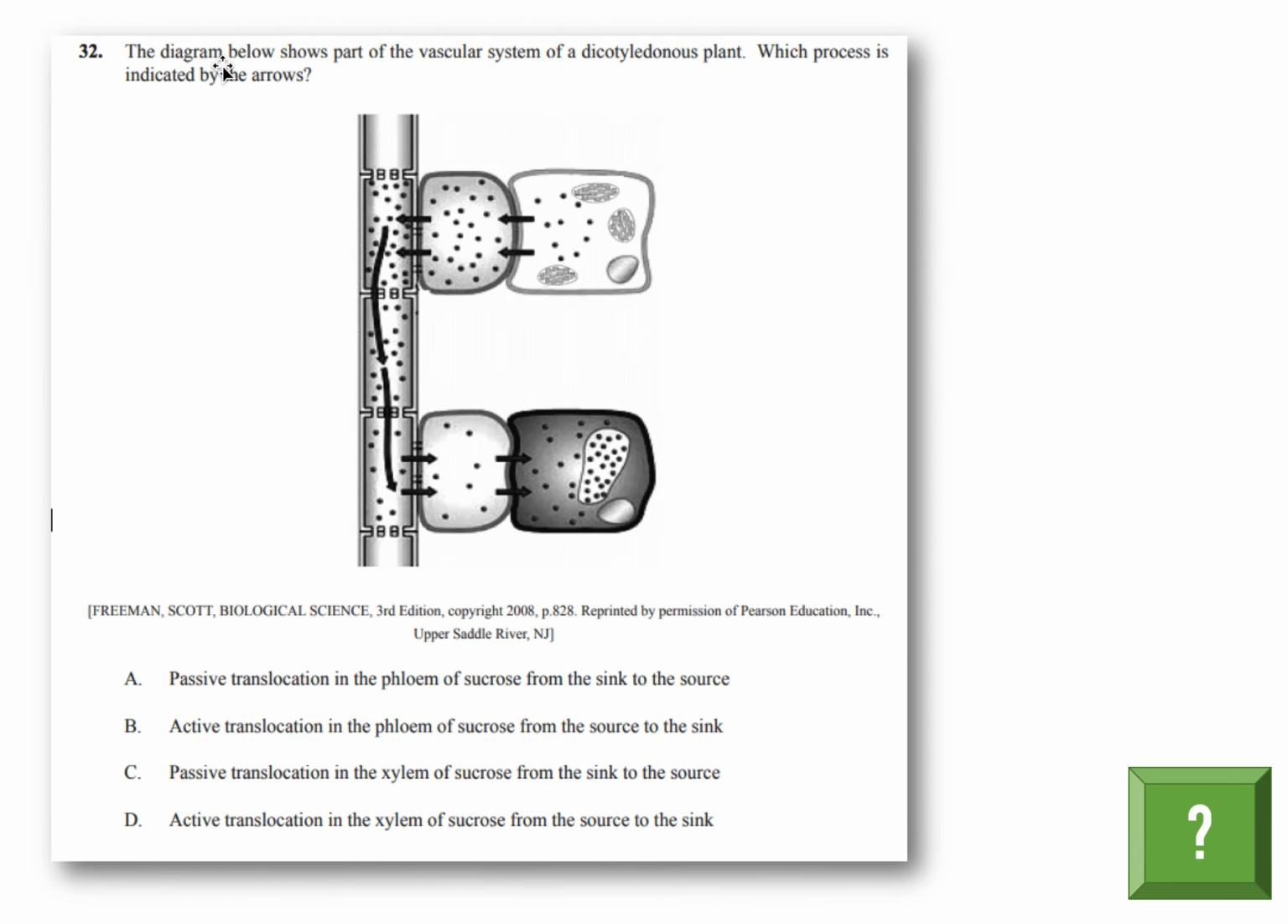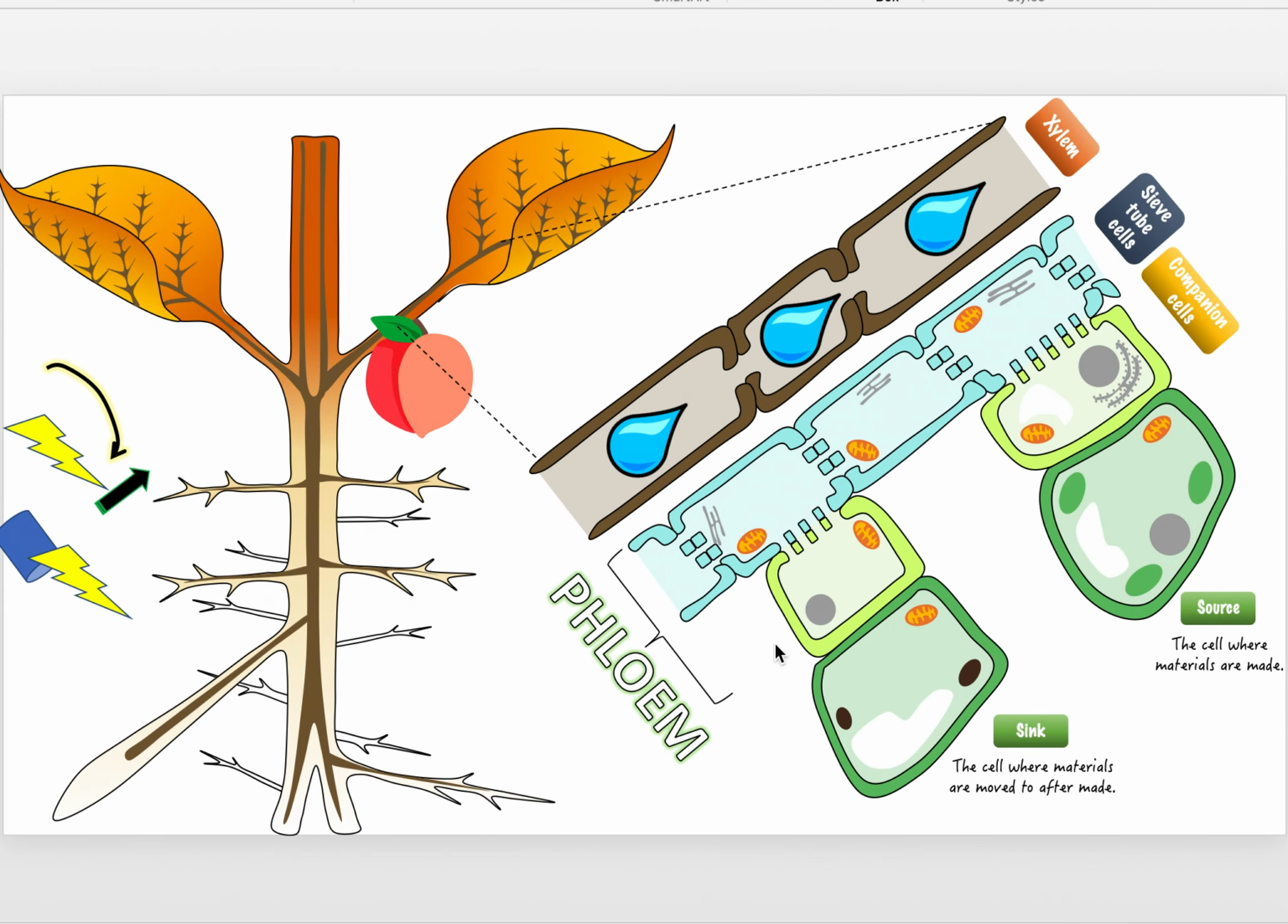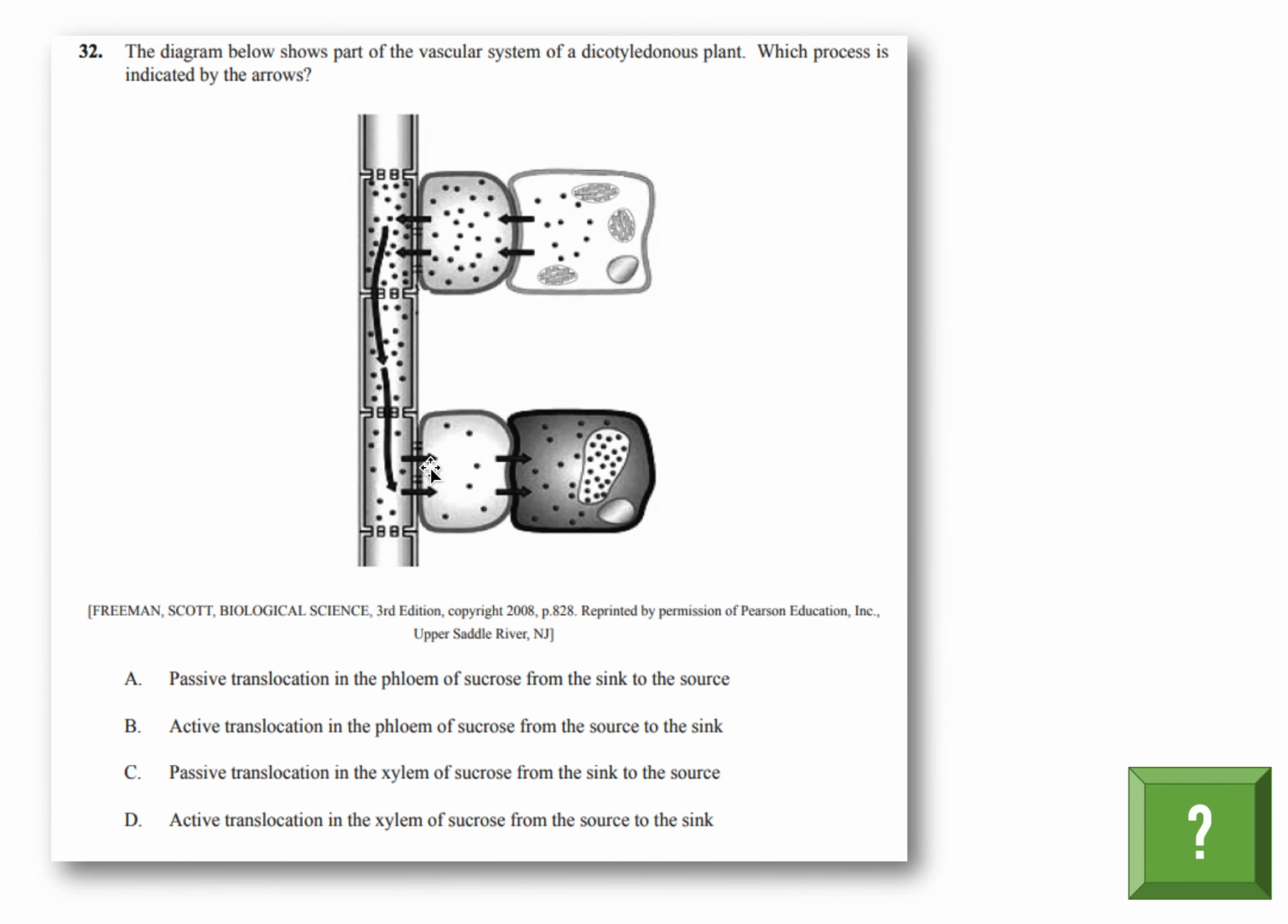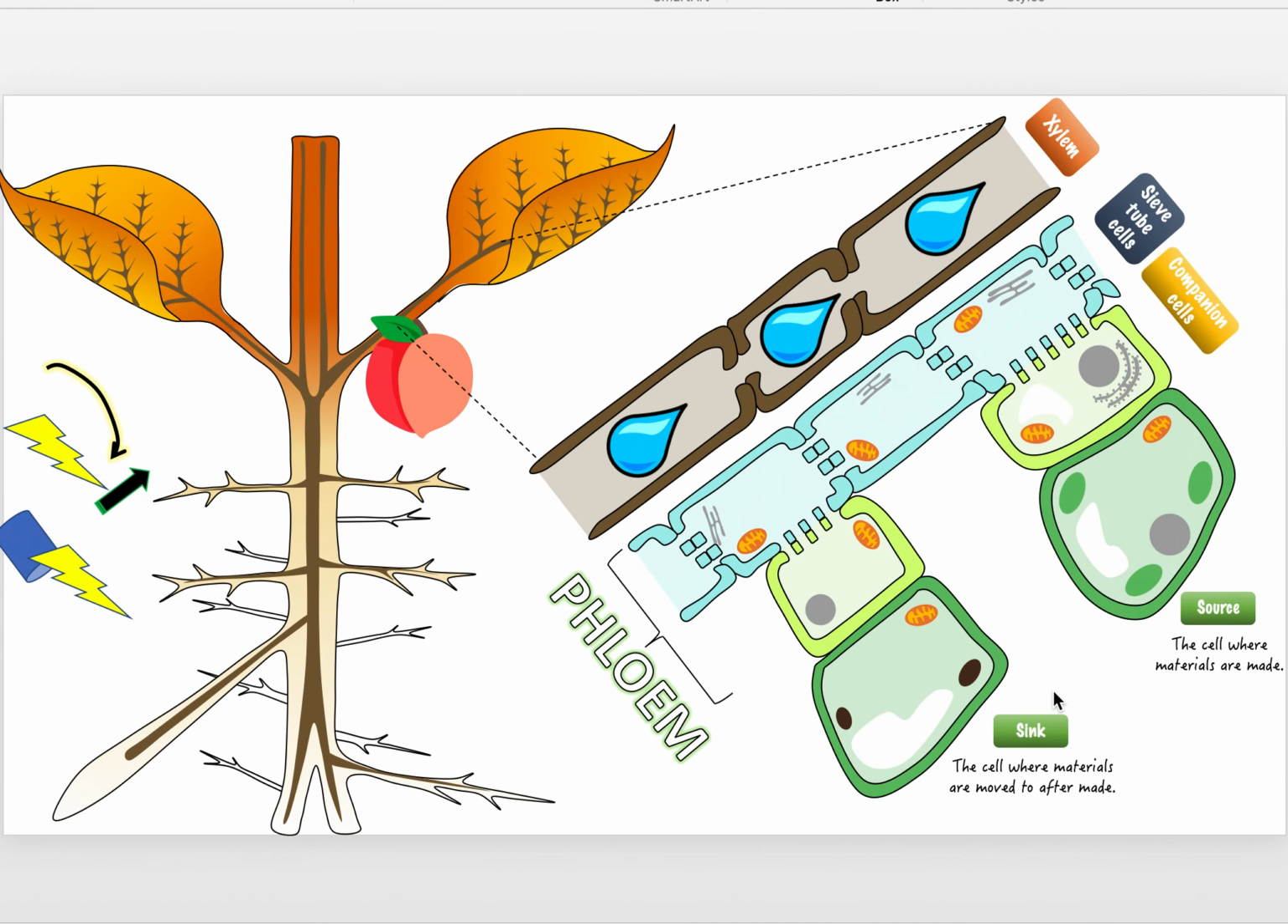So they're saying here, the diagram below shows part of a vascular system. Vascular system just means pipe system. So this is the entire vascular system of a plant. So they're only showing a part of it, right? They're not showing the xylem. They're showing here the phloem, which is the sieve tube cell, the companion cell, and then the source and the sink, okay? So they're only showing a part of it, whereas here is the whole thing.